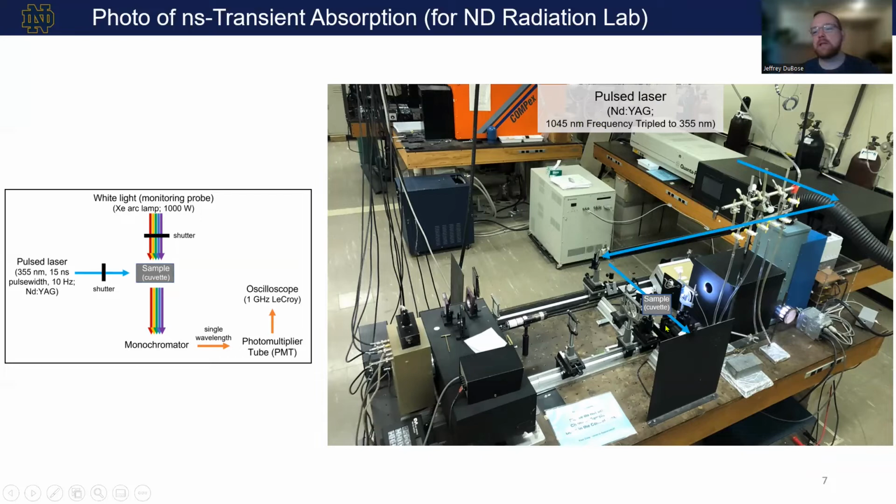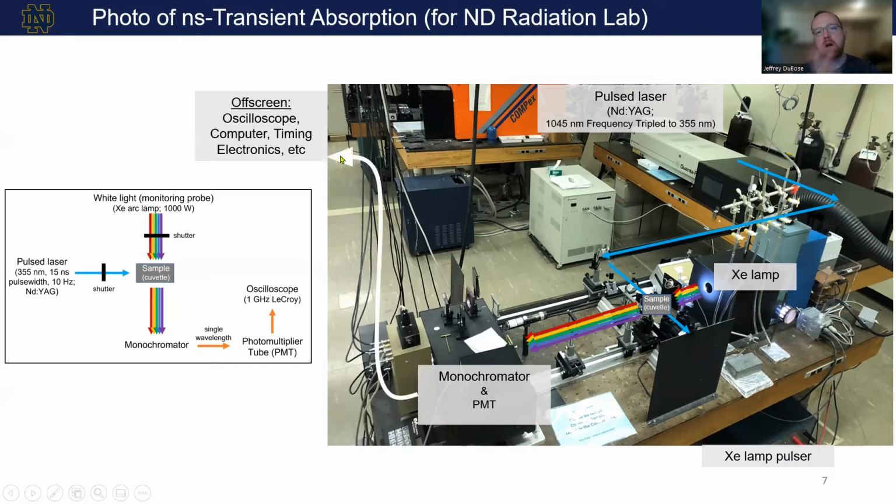So that's the pump line. The actual probe line, if you will, is this xenon lamp. Again, there's a pulser down here, which pulses it to even higher amperage. That white light is going to be hitting the sample, and something's going to be transiently absorbing. Then that white light is going to transmit through, go to our monochromator and our PMT, which is located here. And then off in the distance, outside of where the photograph is, are the oscilloscope, the computer, the timing electronics, and a lot of this different stuff.